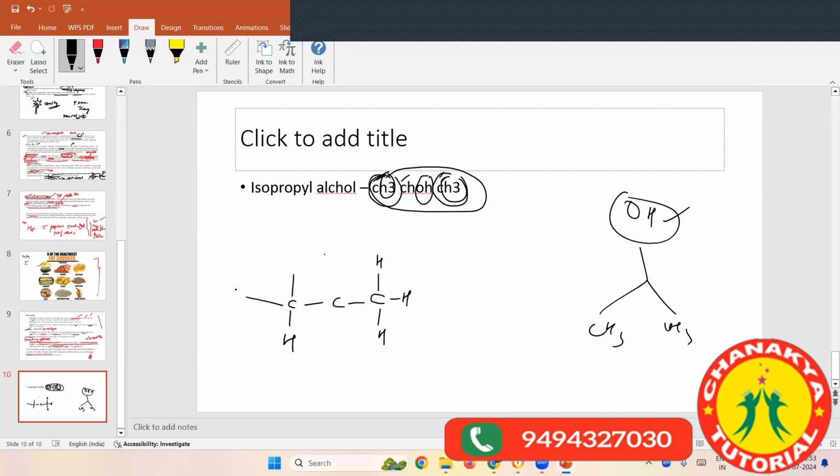Ma'am, but the C in the middle doesn't have three. It does not. The C in the middle is having 2H and 1 O, right? On one side it is having OH, that is the alkyl group, and on the other side you will have H. You can still write this OH as O and H. So this OH group is called the base group, or alkyl group.